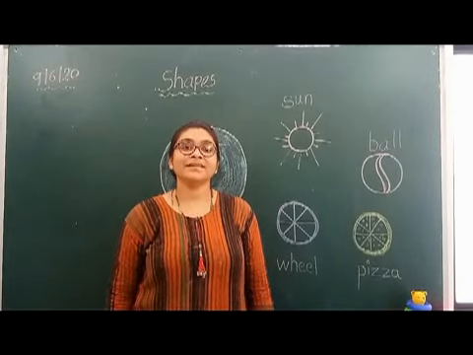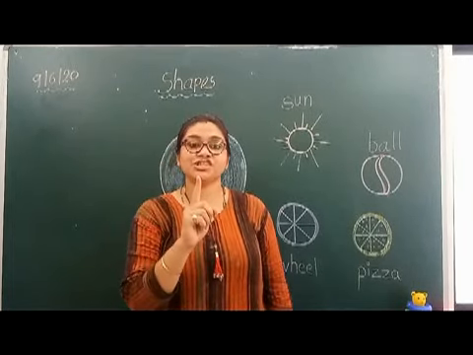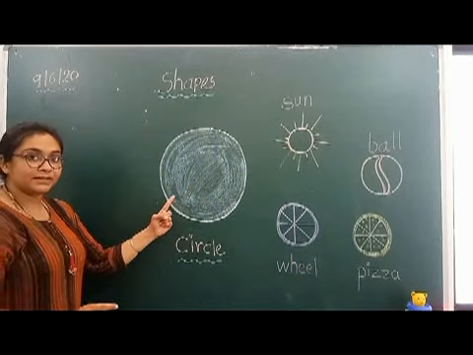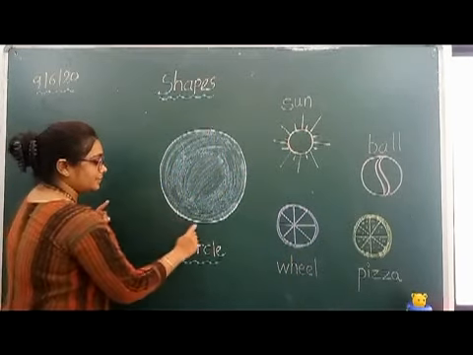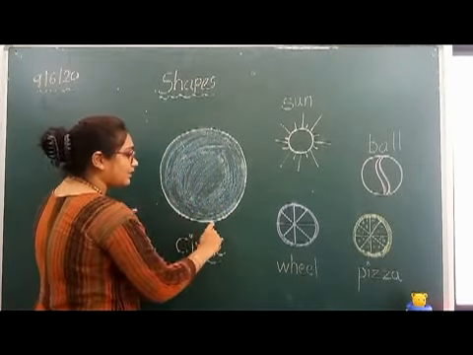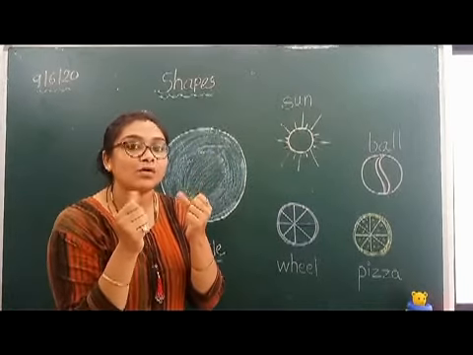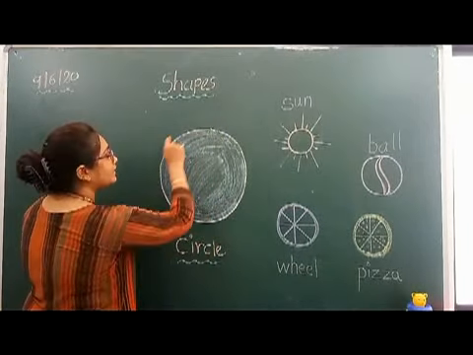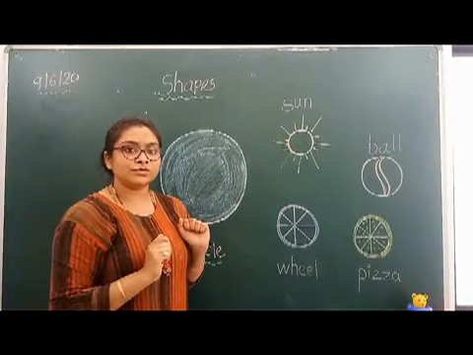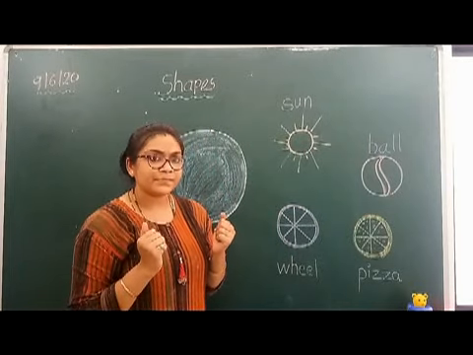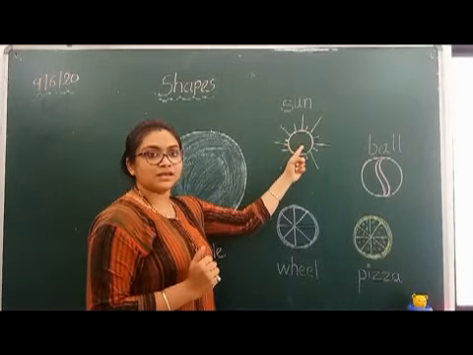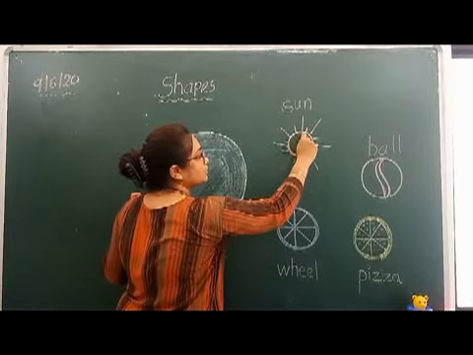Let's learn one shape. Which shape? Circle shape. See, circle shape. It's round and round. It doesn't have corners. Do you see a circle shape somewhere? You see the sun? Yes, this is the sun. The sun is also in a circle shape.